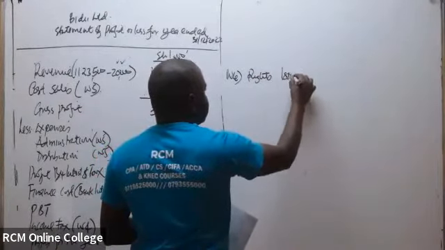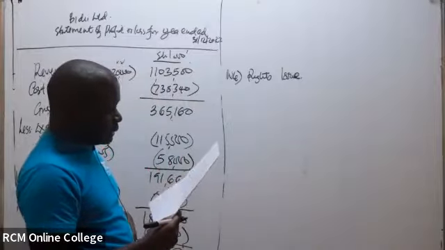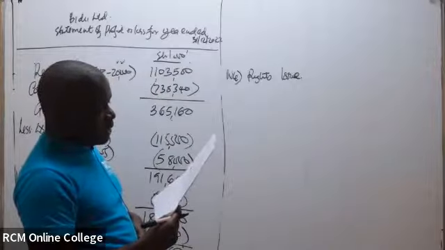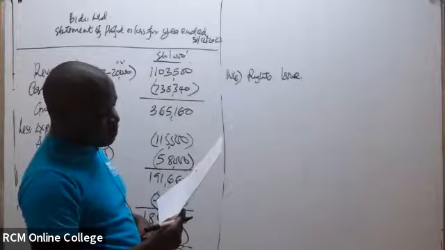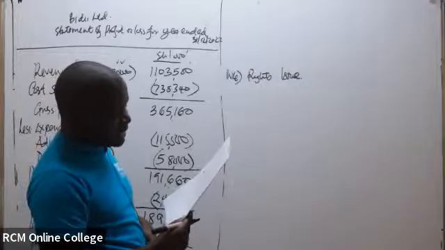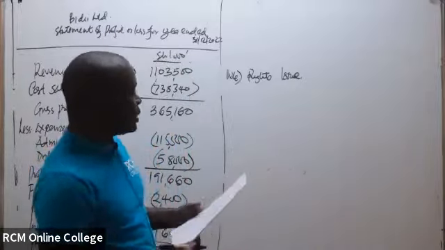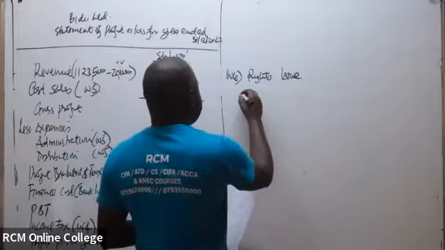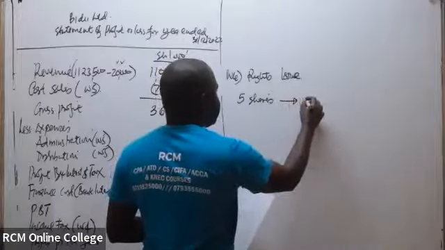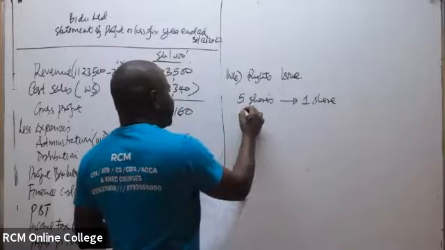This is the rights issue, whereby we are told that on 30th December 2022, the company directors invited the current shareholders to subscribe to a rights issue on the basis of 1 new share for every 5 shares held, at an exercise price of 15 shillings. So for 5 shares held, you get how many shares? One share.